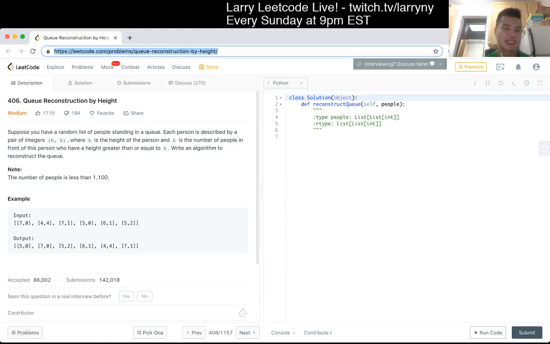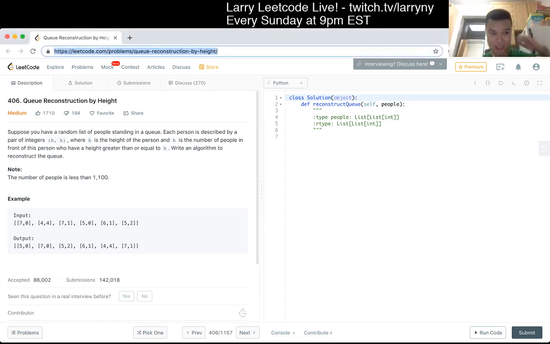Okay, 406, queue reconstruction by height. Suppose you have a random list of people standing in a queue. Each person is described by a pair of integers, (h, k), where h is the height of the person and k is the number of people in front of this person who have a height greater than or equal to h.